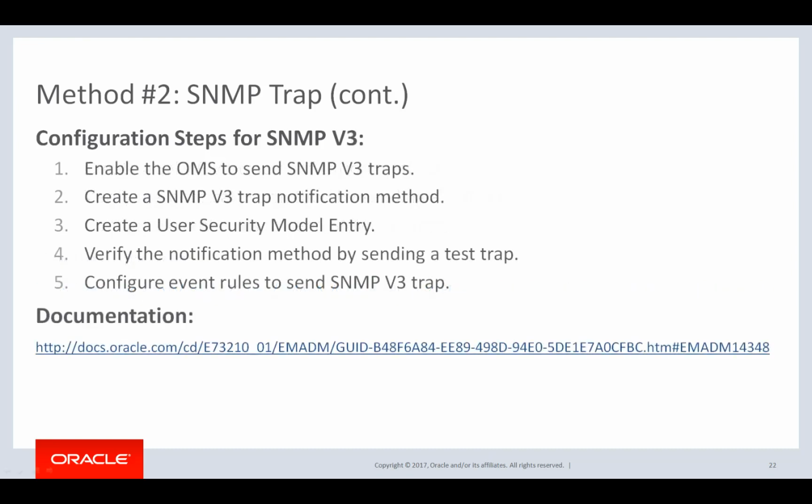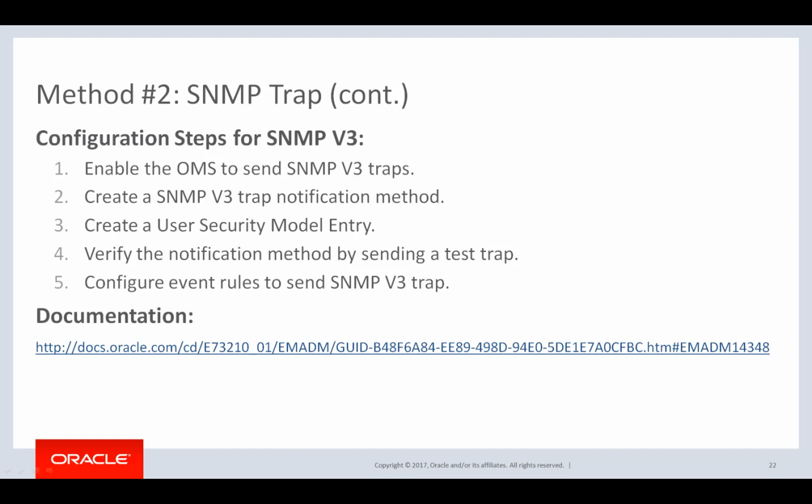The configuration steps for SNMP V3 is very similar to V1, except there are a couple of additional steps to provide an additional layer of security. Steps 2, 4, and 5 are the same as SNMP V1. Steps 1 and 3 involve enabling the OMS to send SNMP traps and defining user security settings for SNMP trap notifications. There are 5 steps to configure an SNMP V3 trap.